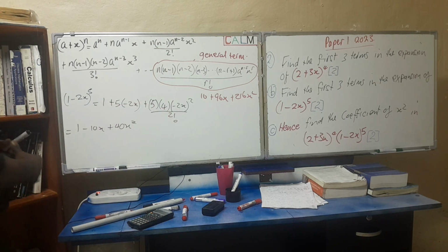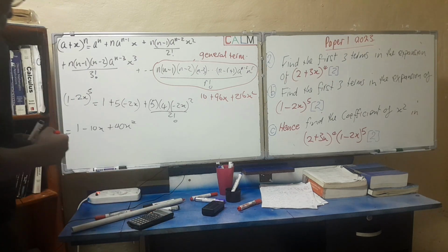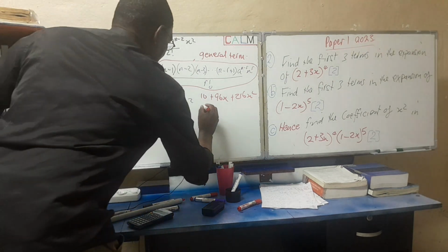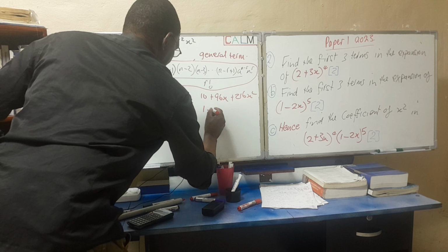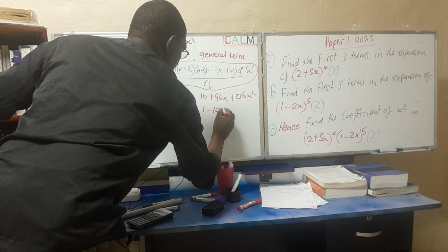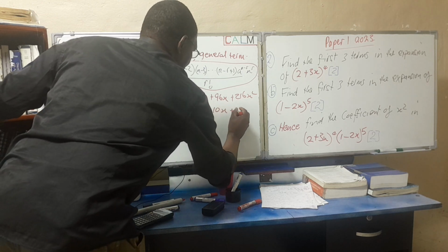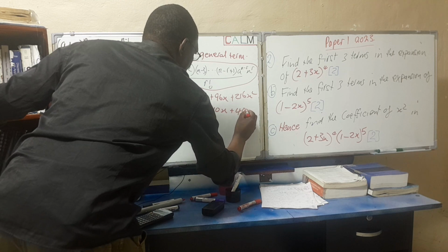So here's another result. This one gave us 1 minus 10x plus 40x squared.